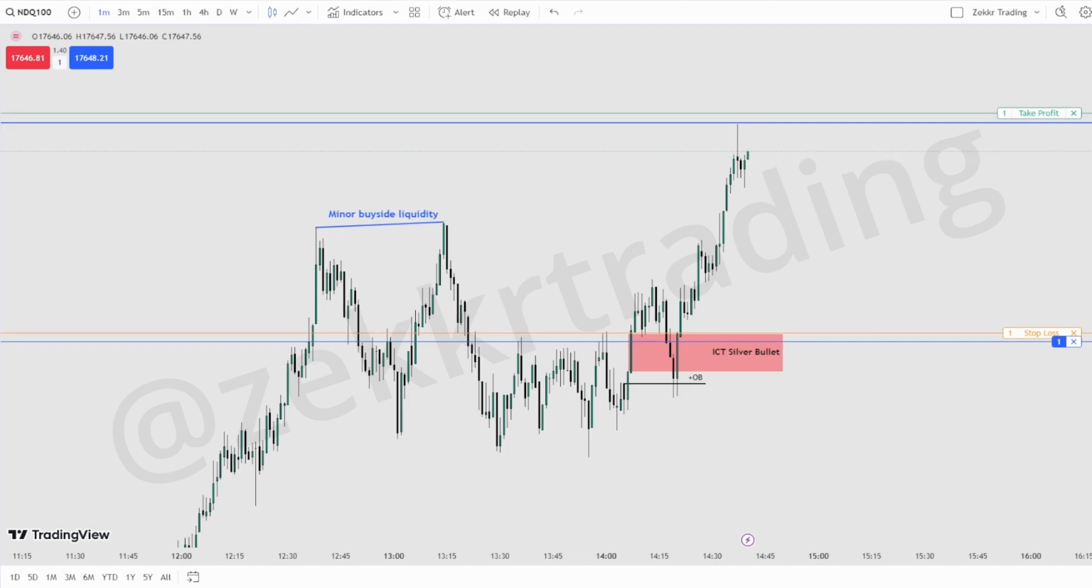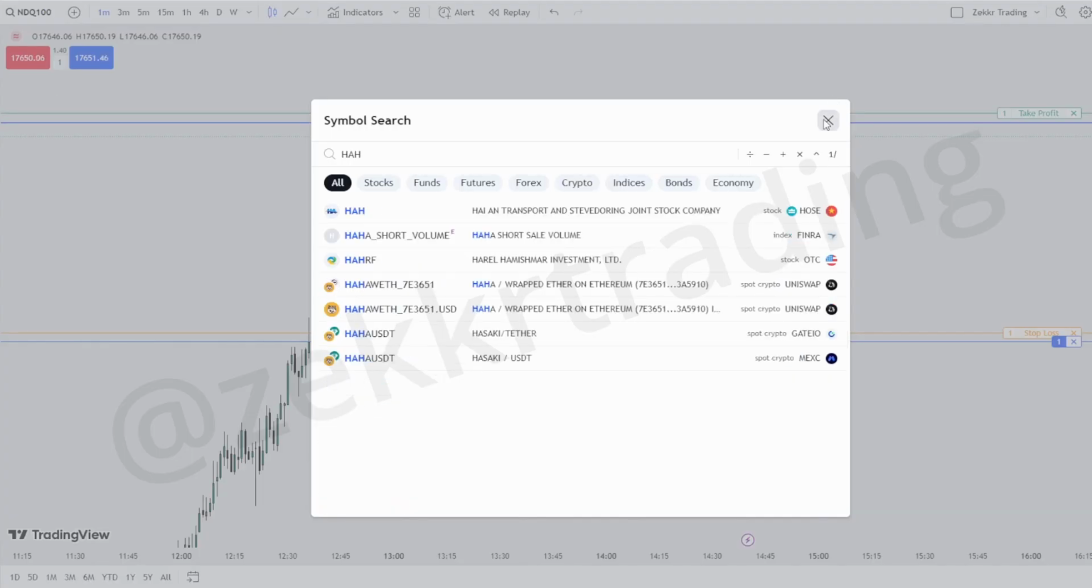But we are coming back into the wick now. This looks very, very promising right now, and we are going up now. As you can see, this was just all accumulation before we go.